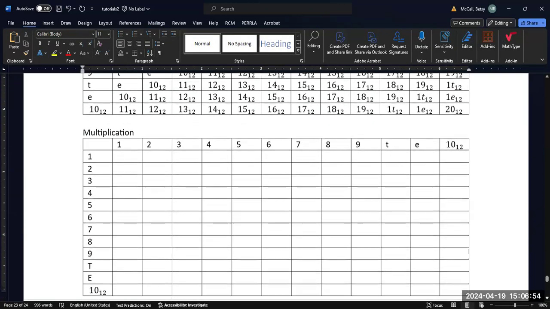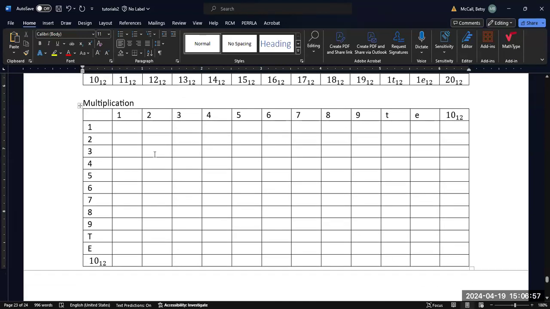Take out a line, see if I can get all on one page. There we go. All right. Now, again, the one times one, everything's going to be exactly the same because that's just one times itself is itself. And same thing for the first column here. One times itself is itself.